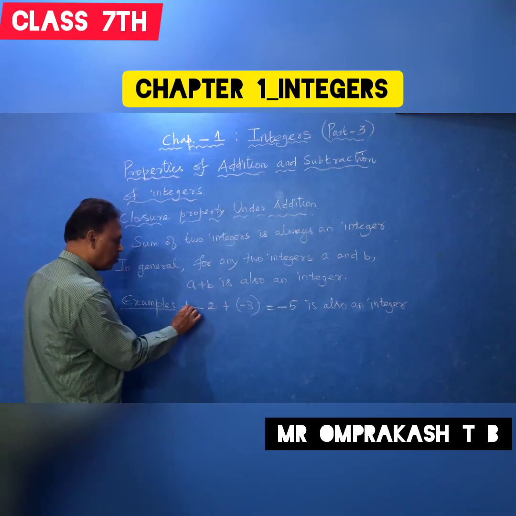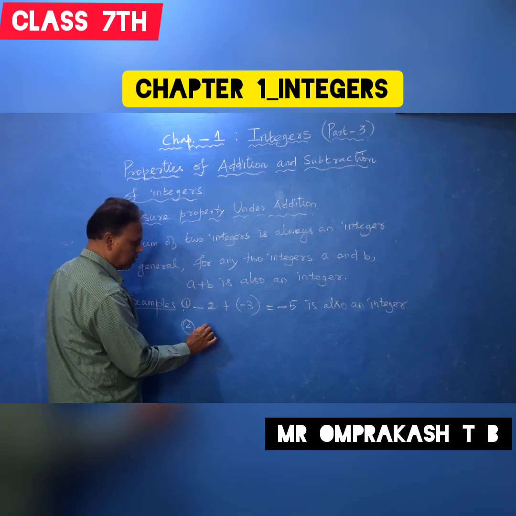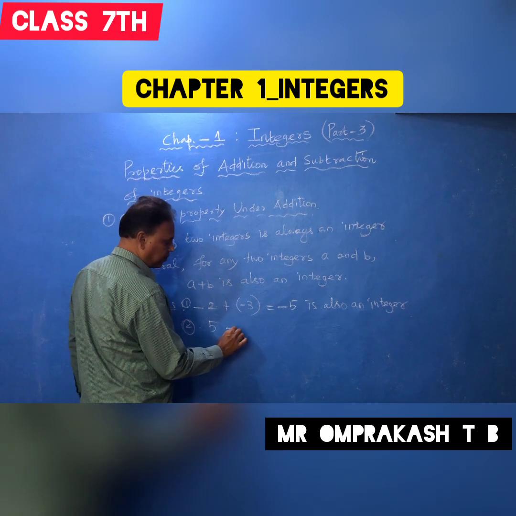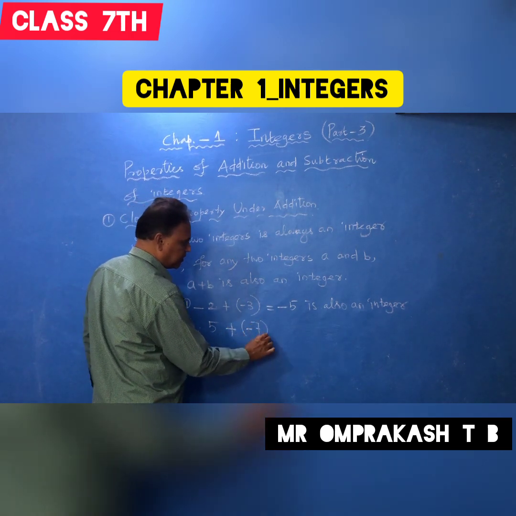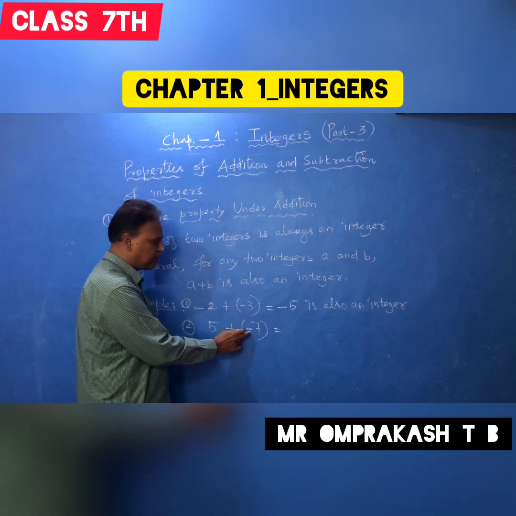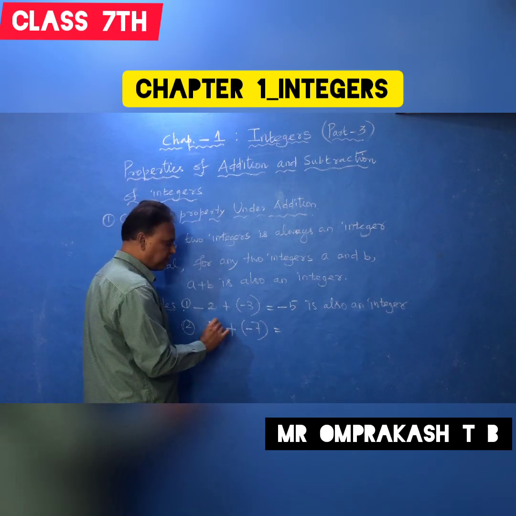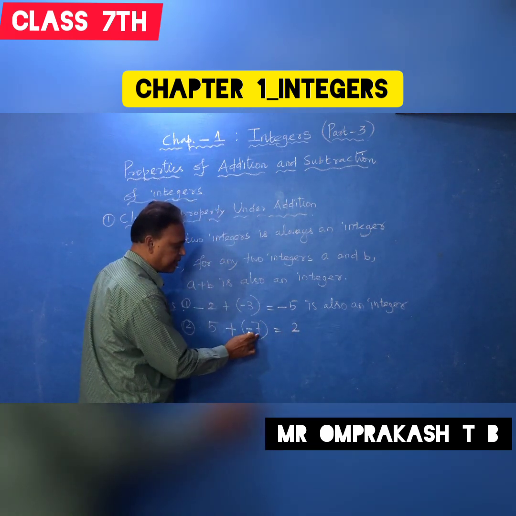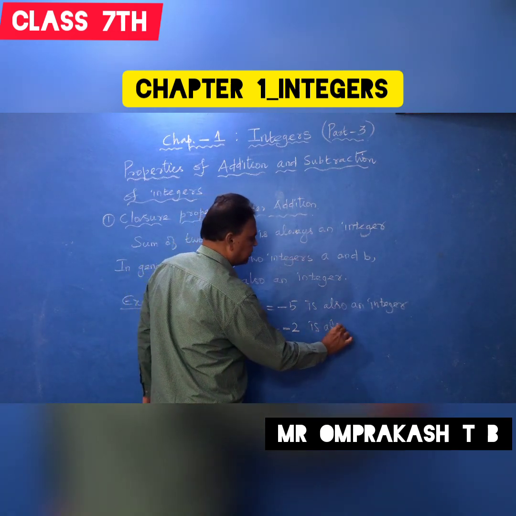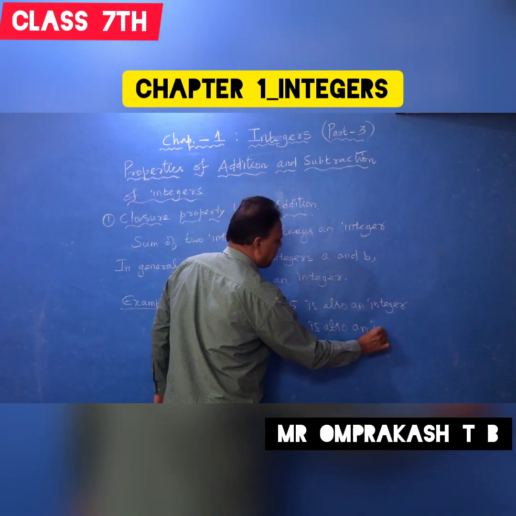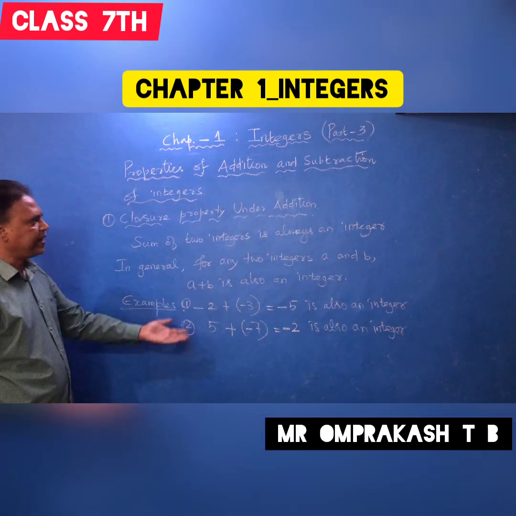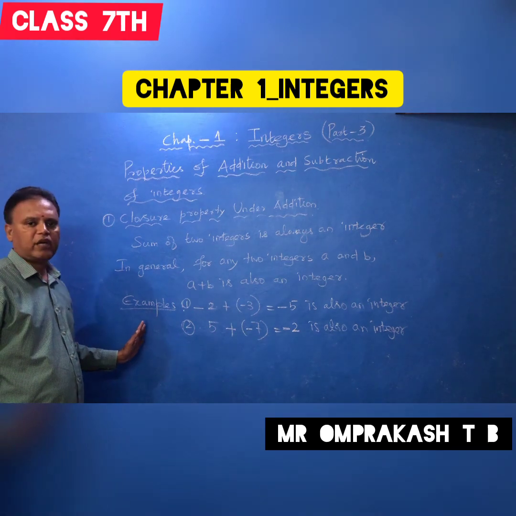One more example you see. 5 plus of minus 7. Both are having different signs, plus 5 and minus. Different sign means what you have to do? Subtract: 7 minus 5 is 2. But put the bigger number's sign. The bigger number's sign is minus, so minus 2. It is also an integer. Like this, so many examples you can see.